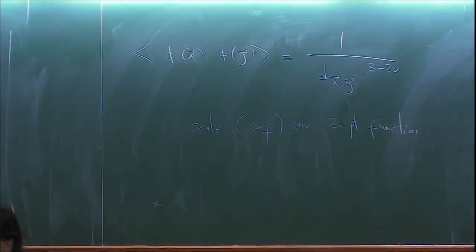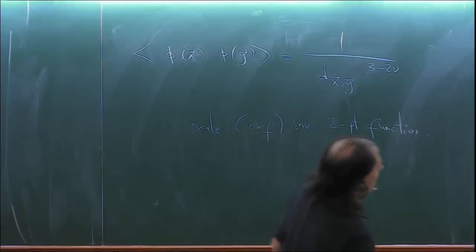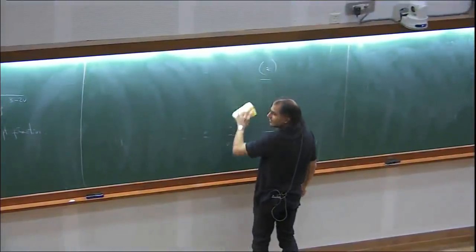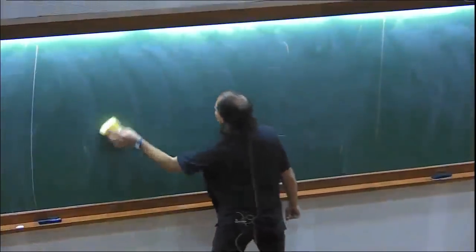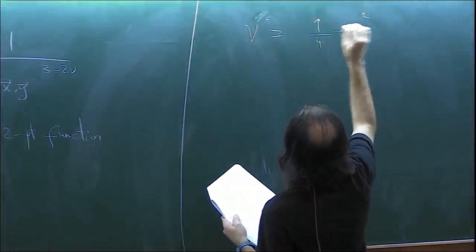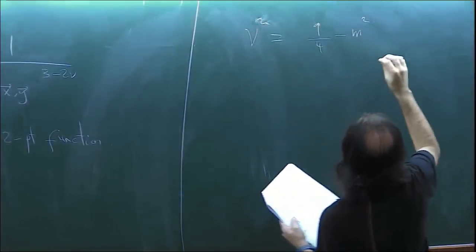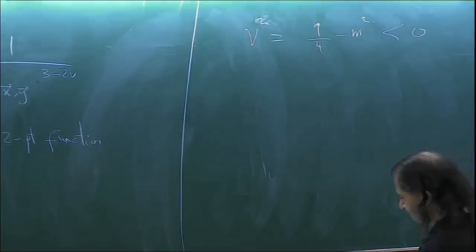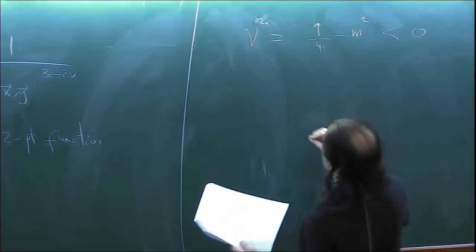Okay, so let's now do the other case, where the particles are heavy compared to Hubble. So now let's do the case where nu squared, which is 9/4 minus m squared, is negative. And so I'll set this equal to minus mu squared.